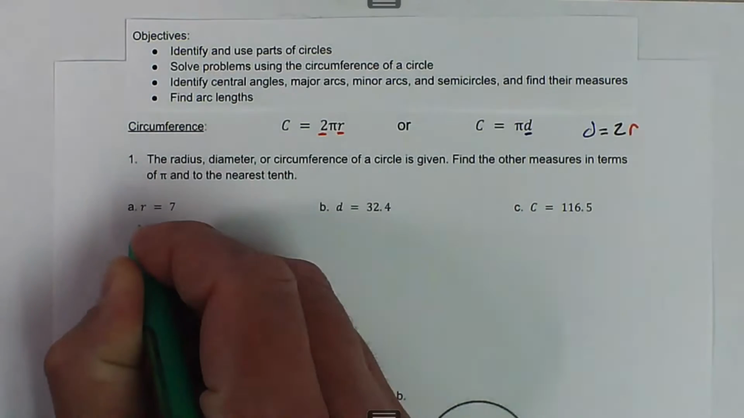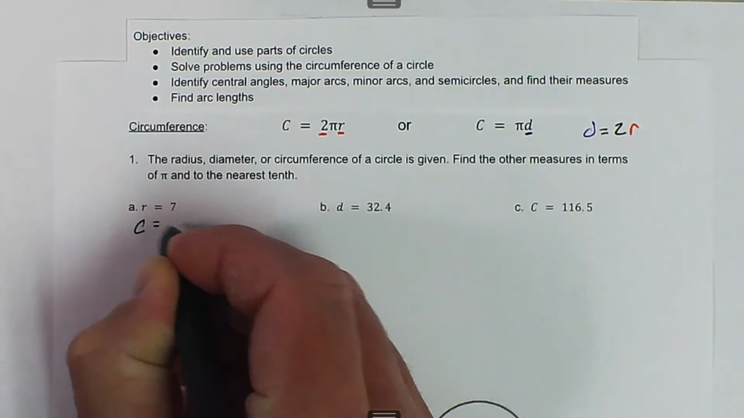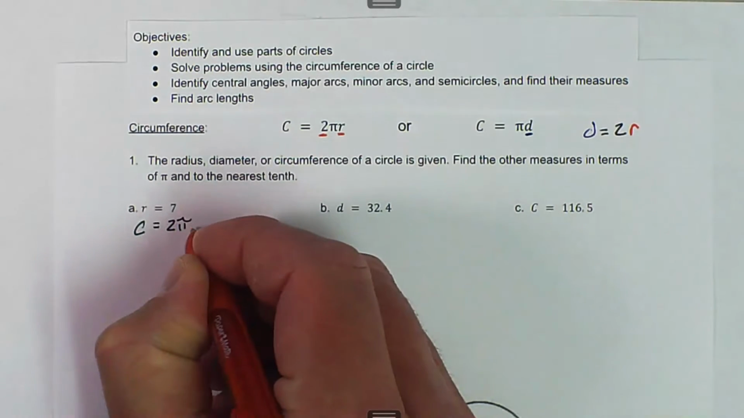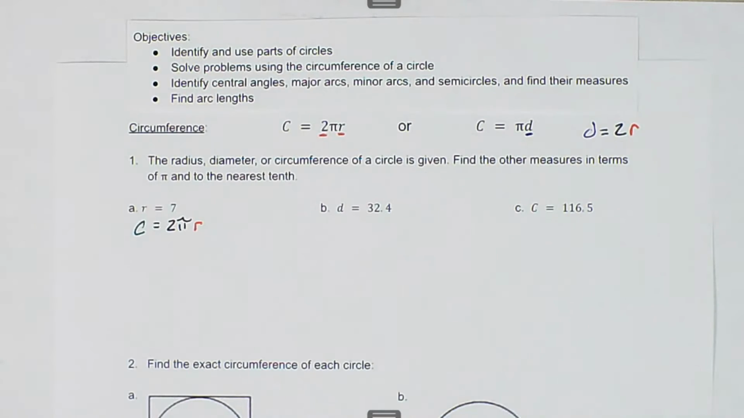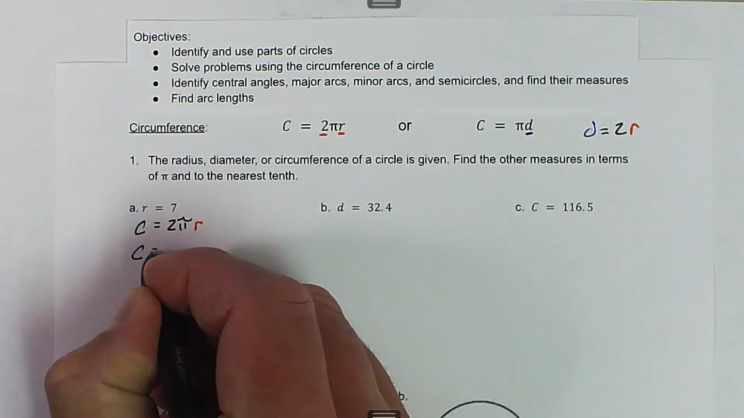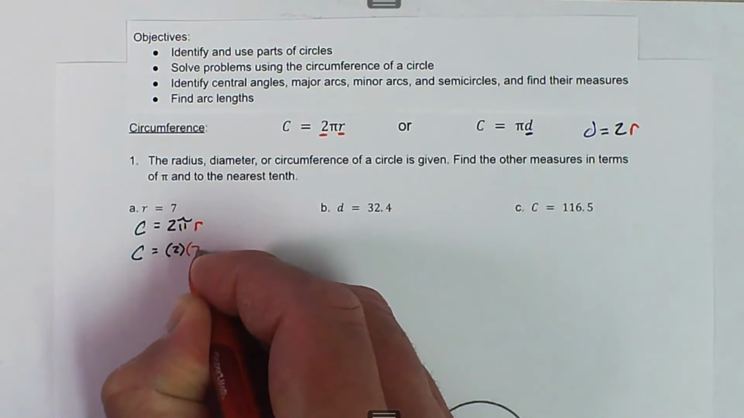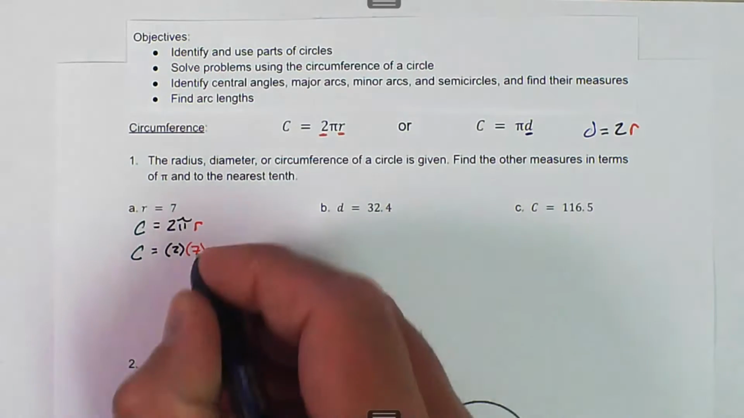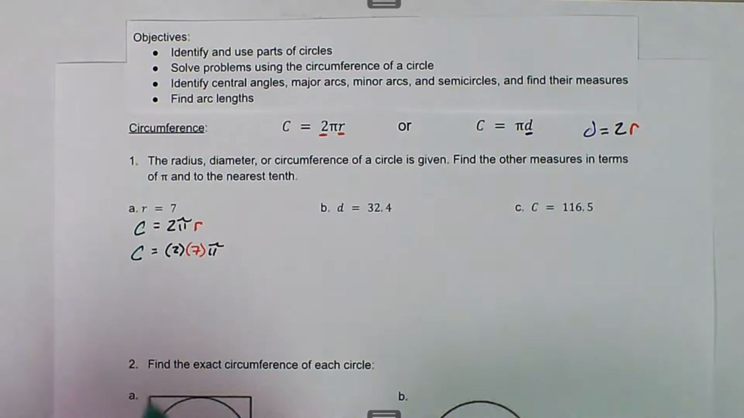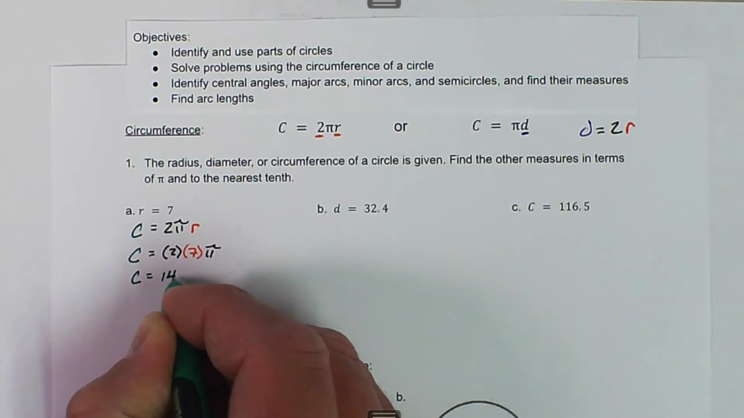We're given r in this case. So circumference is going to be equal to 2 times pi times r. And we can substitute the values in. And circumference is equal to 2, and then our radius in this case is 7, times pi. 2 times 7 is 14. So in the exact terms, or in terms of pi, circumference is equal to 14 pi.